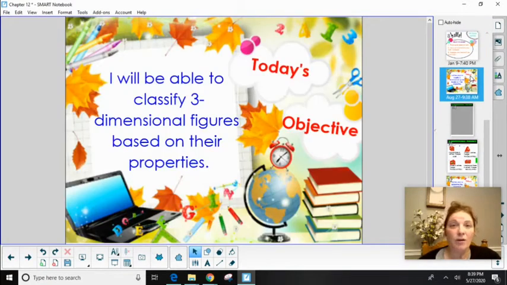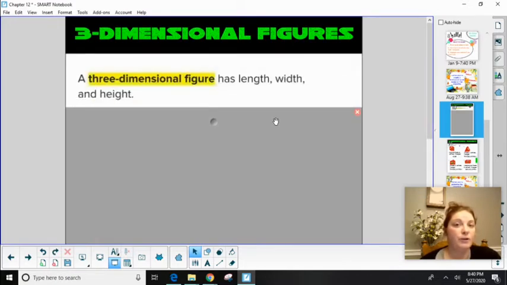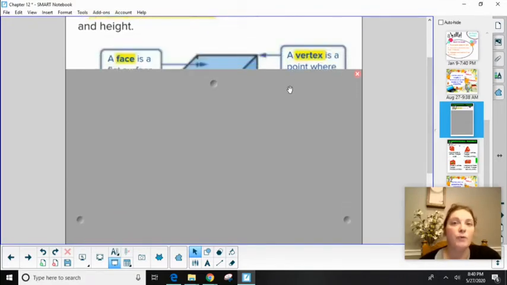All right, we are moving along in chapter 12. Today's objective: I will be able to classify three-dimensional figures based on their properties. In previous lessons in this chapter, we looked at polygons, which are two-dimensional figures. Today, we're looking at three-dimensional figures. A three-dimensional figure has length, width, and height. Each of these, length, width, and height, is called a dimension. And we have three of them, which make three-dimensional figures. Let's take a look at an example and some more vocabulary words.